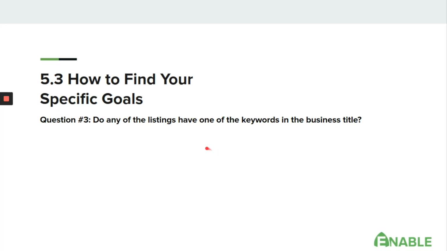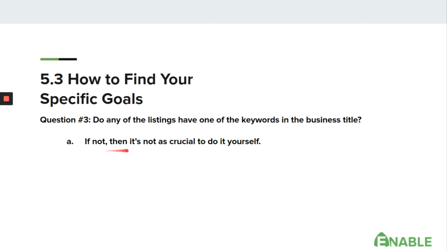Moving on to question number 3. Do any of the listings have one of the keywords in the business title? So, for example, if there was a company that was Scranton Roofing Contractors, they would tend to rank well for the keyword roofing contractors.